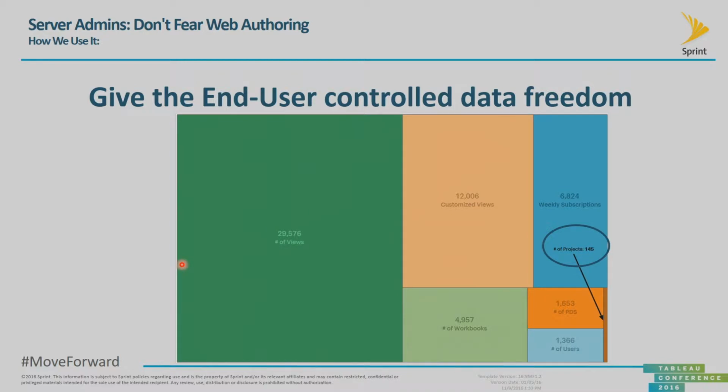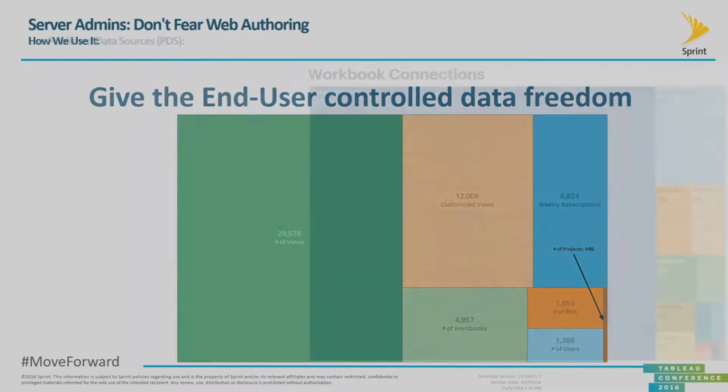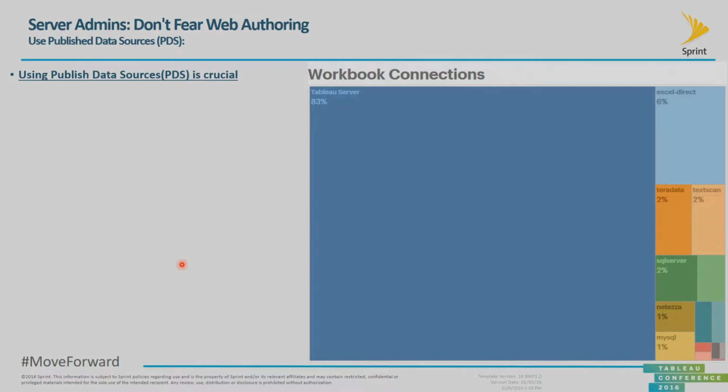All right. So, like I said, this is the data freedom. I gave them the freedom. They've made all this content for me, and let's get into the controlling part of it. Biggest thing about controlling it is using published data sources. That's crucial. So in our application, or our server, we have 83% of all the content that's on our server is using a published data source. Next closest thing is Excel. And the only reason Excel's there is because we do so much blending.